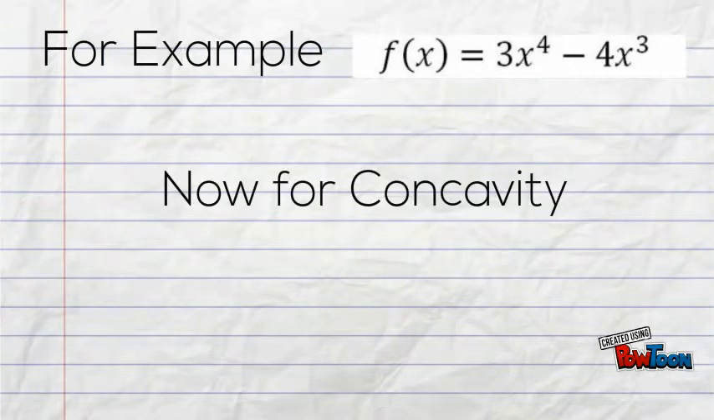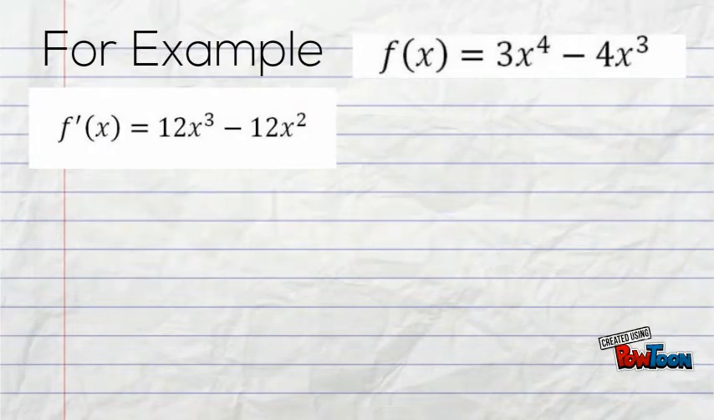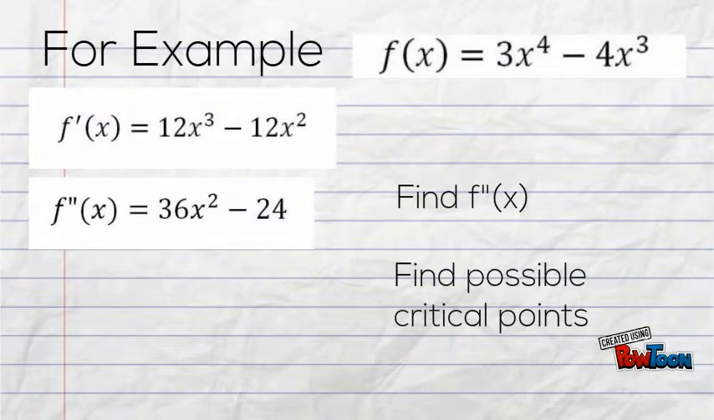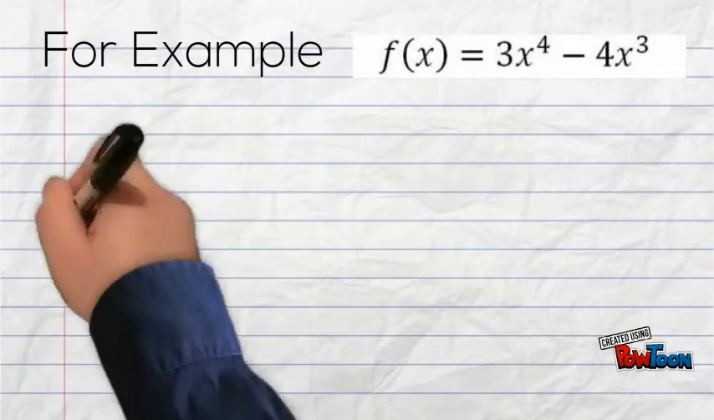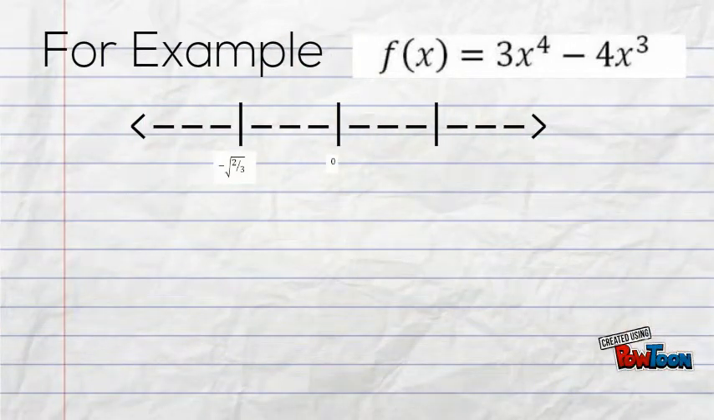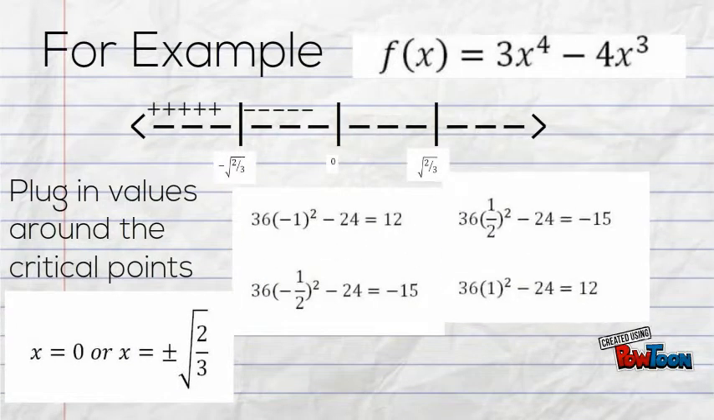When finding concavity, we want to repeat the same steps, but instead of using the first derivative, we will use the second. After finding the second derivative, 36x squared minus 24, we set the value equal to 0, resulting in x equals 0, or plus or minus root 3/2. After plugging in our points around our extrema, our result is positive, negative, negative, positive.